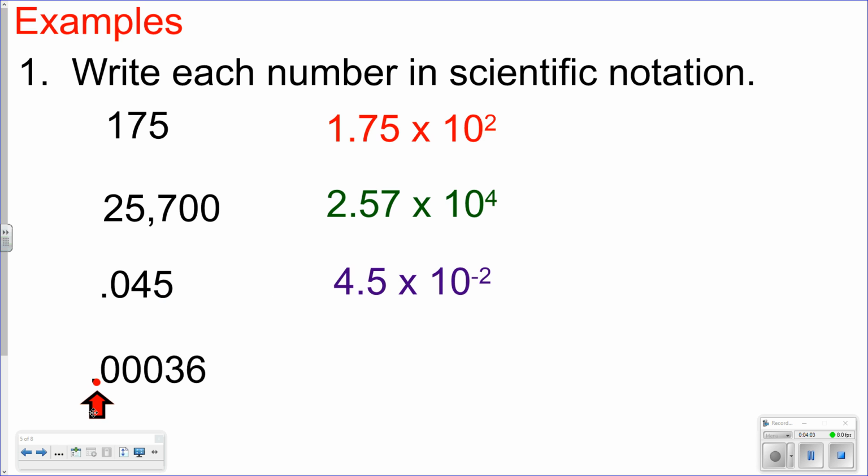Over here, the decimal is before the zeros, and I need it 1, 2, 3, 4 places, so between the 3 and 6. So I get 3.6 times 10. I moved it 4 places to the right, so it's a negative 4. Negative exponent goes with a tiny number.